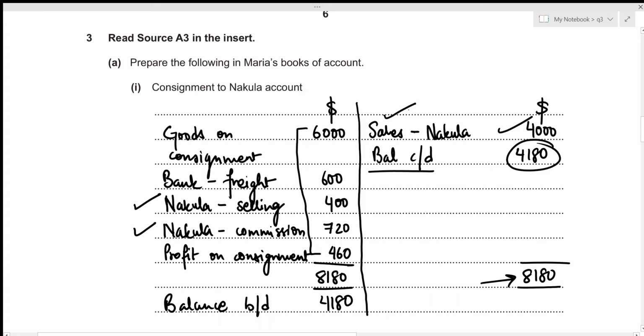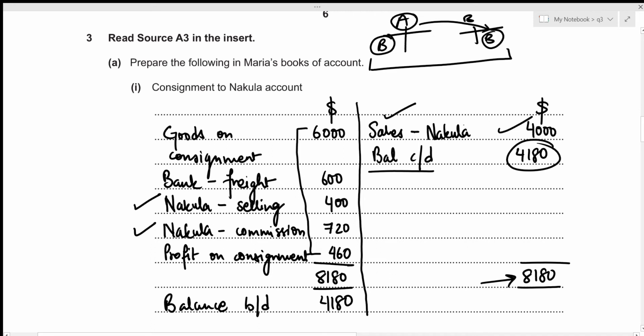And we know the rule of two ledgers. Okay, so if this is A account and this is B account, and if B is being recorded on the debit side under A's ledger, then A will be recorded on the credit side under B's ledger. So we're just going to repeat this rule from our consignment to Nakula account to Nakula account.